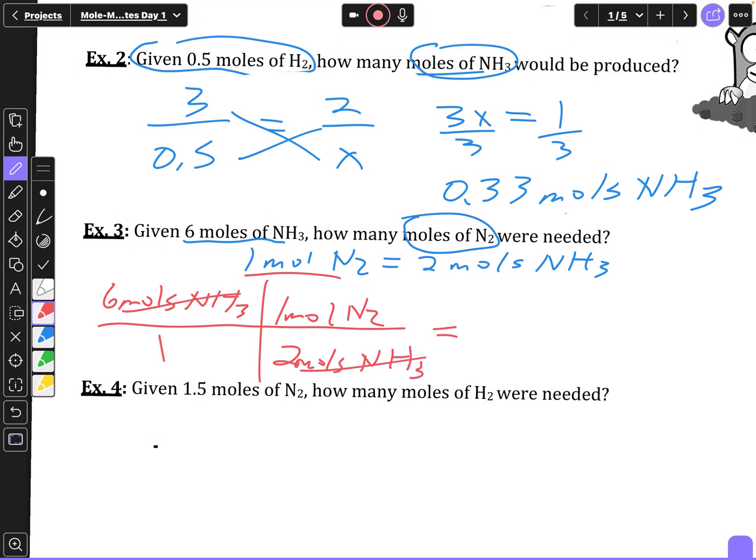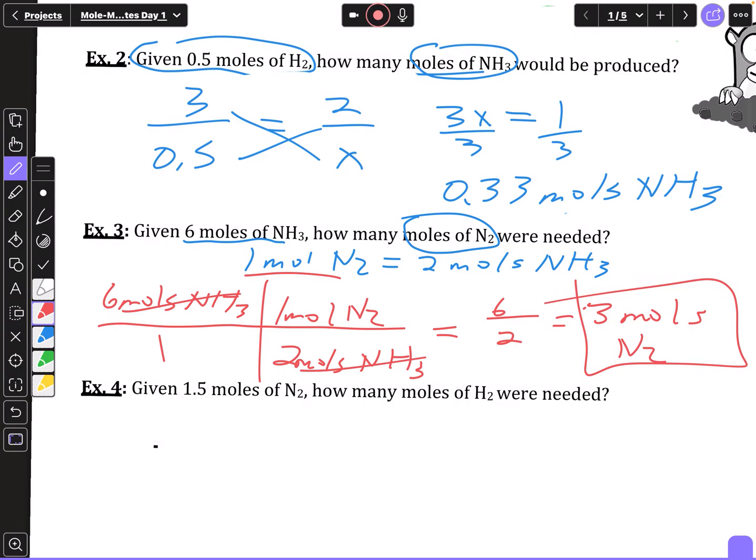That cancels. I do the math. 6 times 1 is 6. 1 times 2 is 2. 6 divided by 2 is 3. My answer, the units I have left are moles of N2. So if I do this and cancel out my units, I should always get the math right.